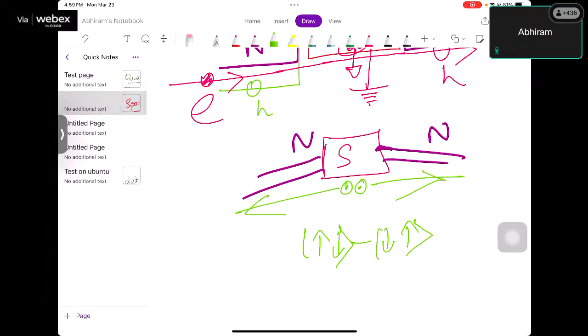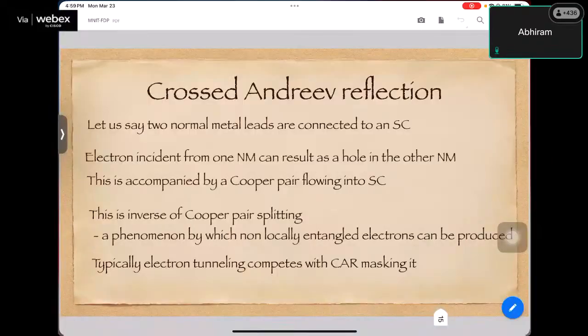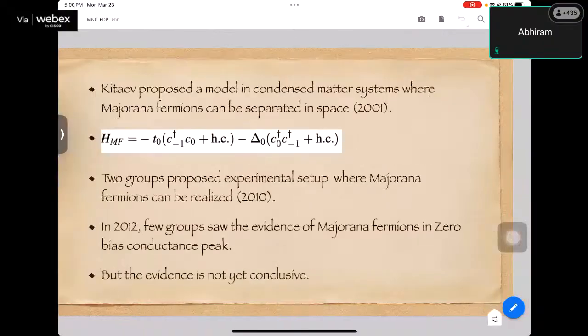In the next talk, I'll discuss some schemes using altermagnets to study or enhance this phenomenon of crossed Andreev reflection. So that is more or less what I wanted to tell in the first talk.